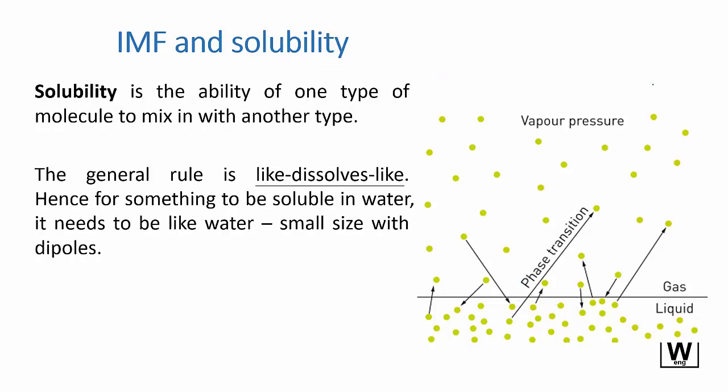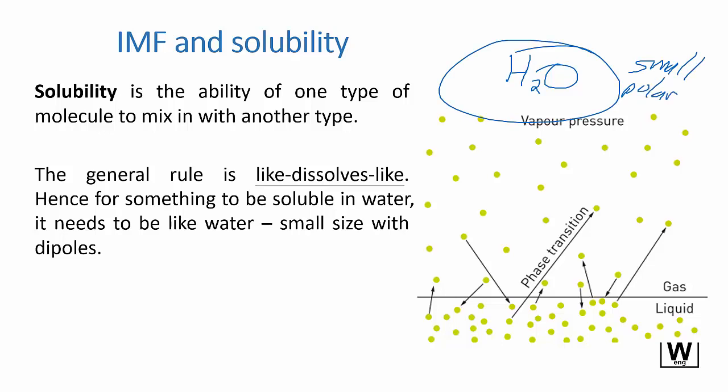Slightly different, but all to do with IMFs as well, is the solubility. So like dissolves like, so if it's like water, which is small and very polar, so the IMFs look very similar to water, it will look more like water and think it's water and dissolve in water. Whereas if it's very large and non-polar, like wax, wax is very large molecules, or plastic, very, very large molecules, and non-polar, well, wax is anyway. Some plastics can have polar parts on them. It will be insoluble.